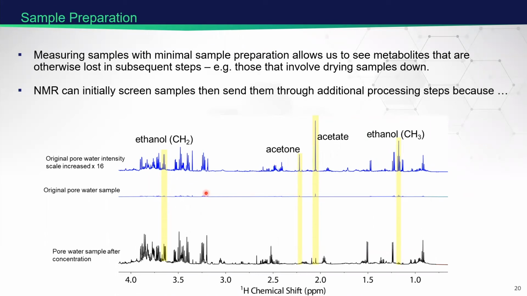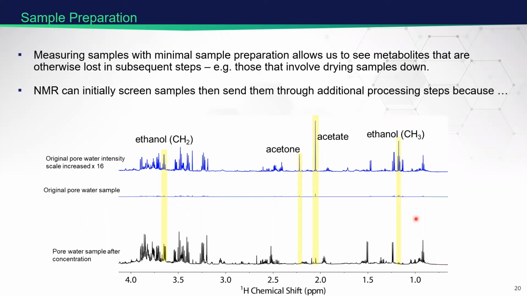And then if we want to get more identifications and we need to concentrate, because as you can see, these two are on the same scale, same gain, so these are their real relative intensities. Here I've exploded the scale so we can see some of these metabolites like ethanol and acetate and acetone. So we can screen these samples pretty much as is and get at this information. And if we need to, we can go ahead and concentrate later.